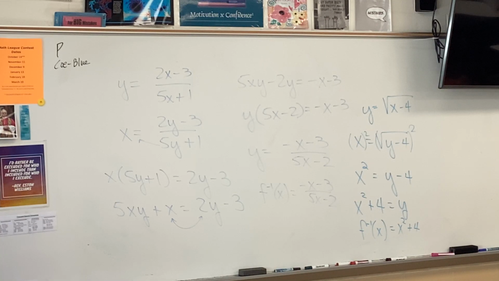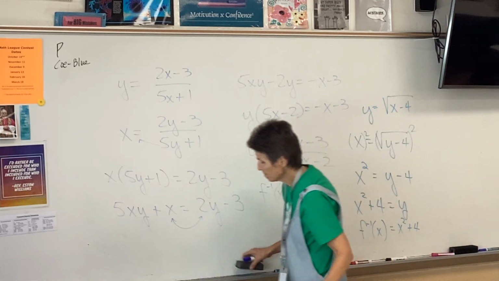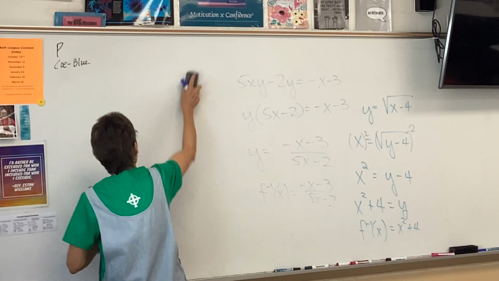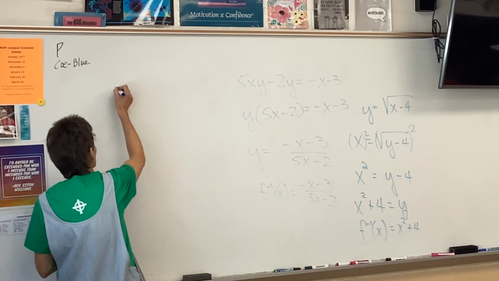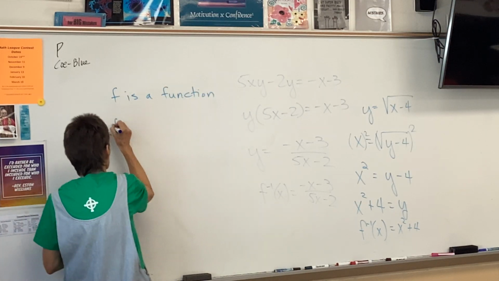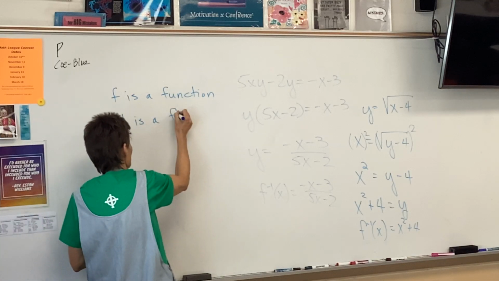So, if something's going to be one-to-one, it has to pass the vertical line test, and it has to pass the horizontal line test. What am I talking about? Well, remember, to be one-to-one, f is a function, f inverse is a function. That's what it means to be one-to-one.